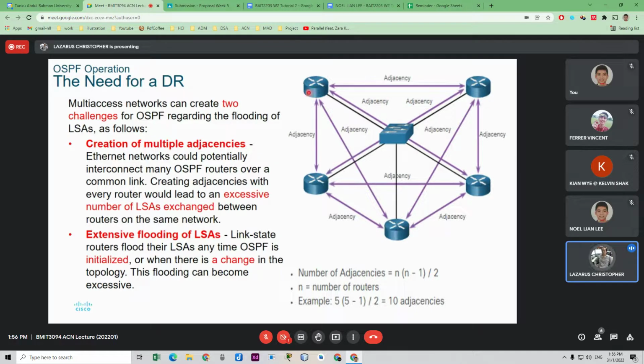It's very expensive. This is the idealized version, right? Every node connected to every other node. If they are all sharing equally, then you can see share, share, share. That means your network will be very congested because of the sharing, right? There is an excessive number of LSA exchanges between routers on the same network, right?